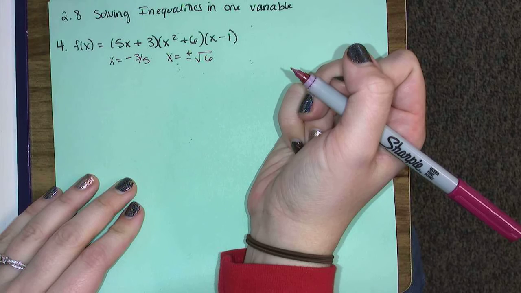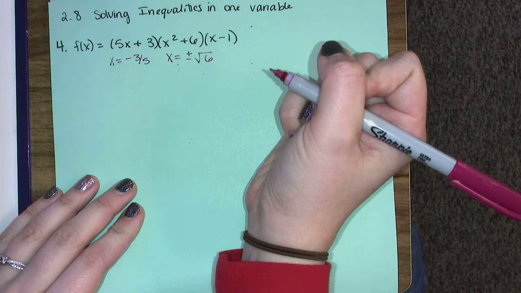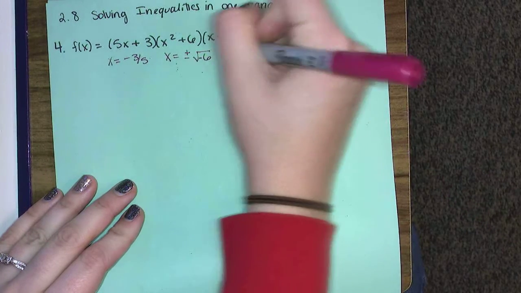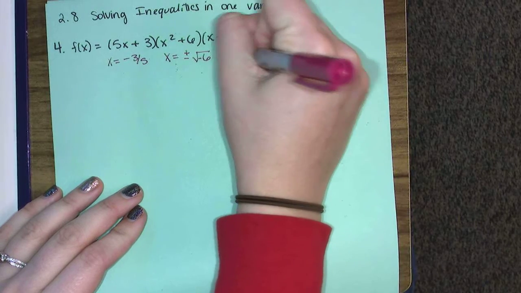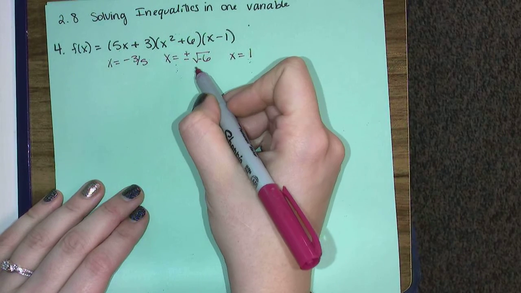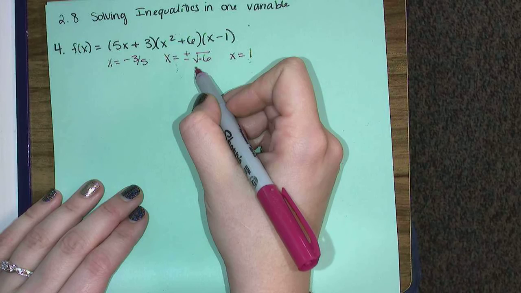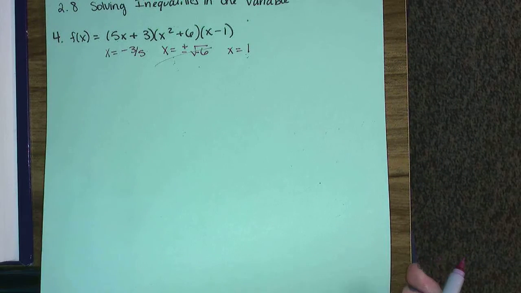Wait, what? Are we sure this is right? Okay. No, I didn't. That's why I was like, wait a second. Okay, but what does that mean about this one? It's not real, so I can just get rid of it. It's not a real zero. I don't need to worry about it.